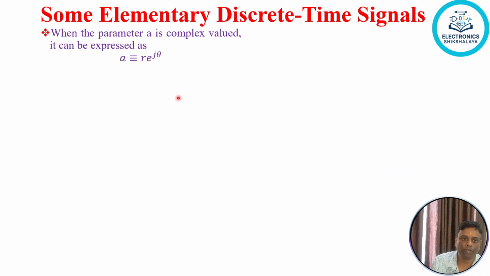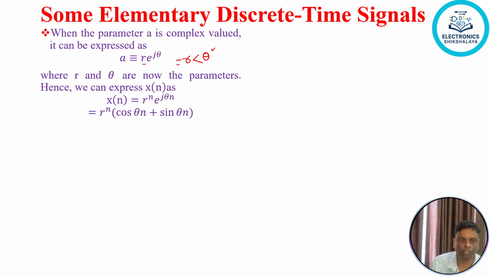Similarly, a can be complex also. It can be expressed as r e to the power j theta, where r and theta are the parameters. So we can express x(n) as r to the power n times e to the power j theta n. And e to the j theta, according to Euler's formula, is cos theta plus j sin theta.